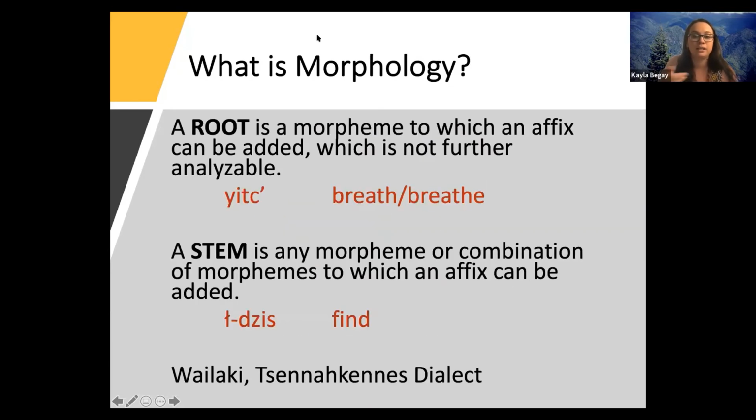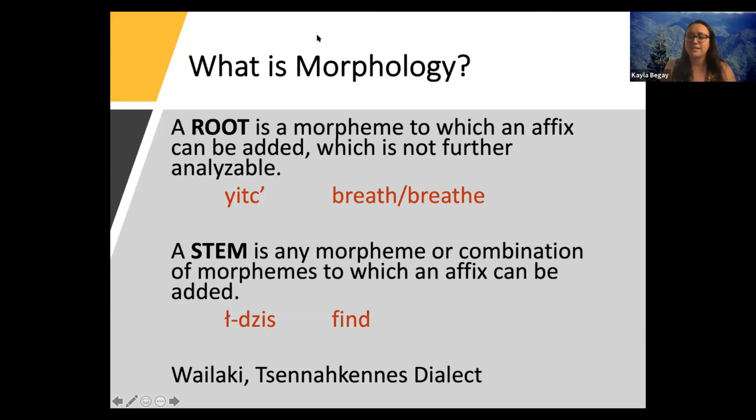It's in red. Yitch, breathe or breath, would be a root. A stem is any morpheme or combination of morphemes that you can add stuff to. So oftentimes, stem is used to mean the most basic part that can be a combination of morphemes. For example, this root here is zis, but I never see zis without this barred L in front of it, zis.